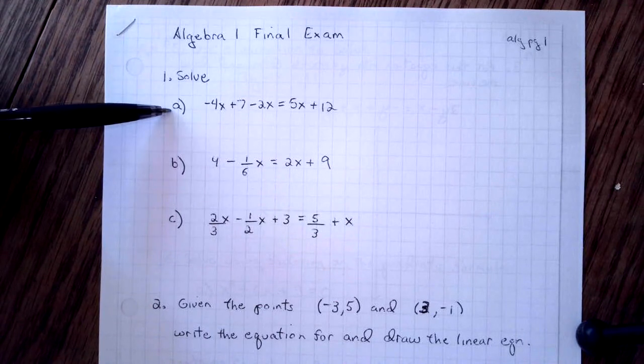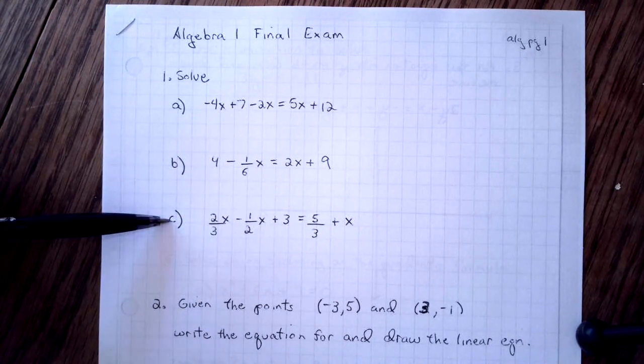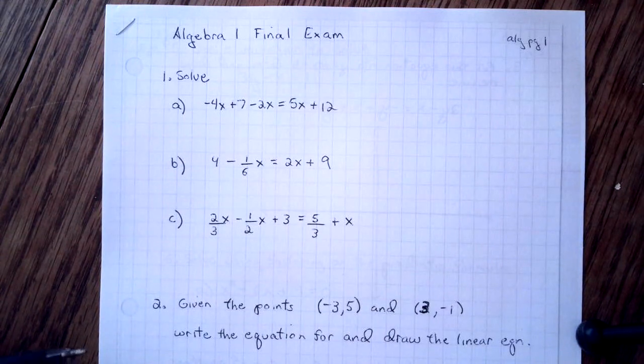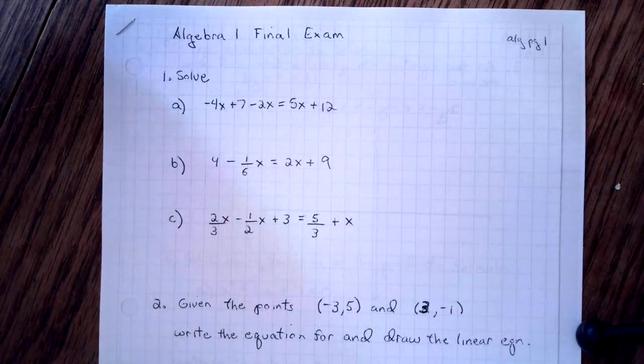Each one of these is worth 3 points. That means this is worth 3 points, that's worth 3 points. Every time you have to do something, it's worth 3 points. When you're all said and done, we'll tally up and see what that's worth. Okay, the first one is simply finding x.